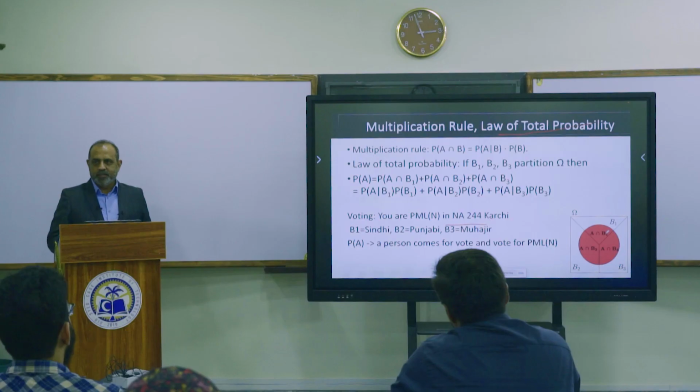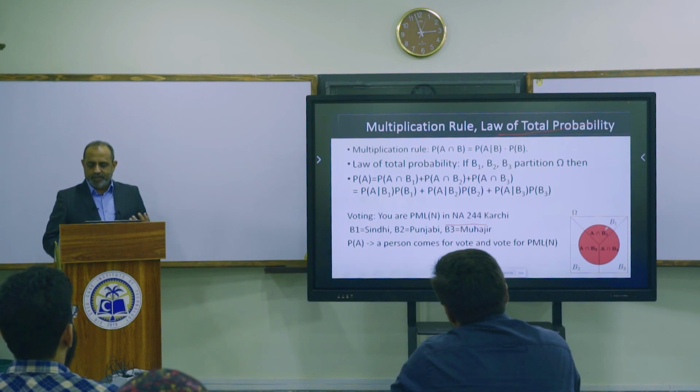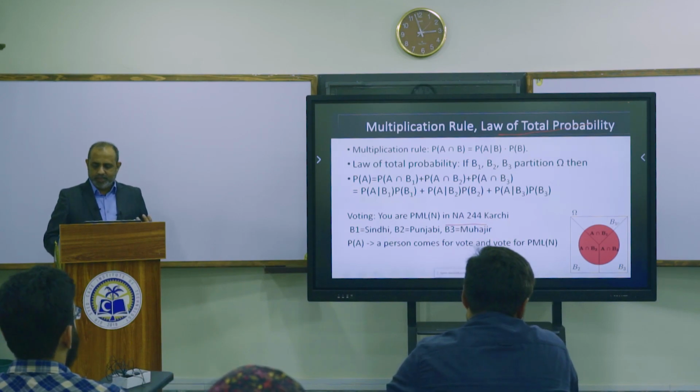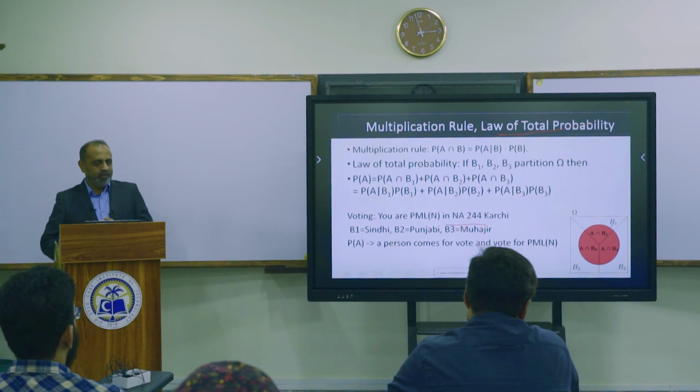Okay? So now looking at this diagram, you can find out your chances of winning. And you can find out, if you are not winning, why you are not winning. For example, you say, okay, this is the law of total probability. I have these people, and this is who I am. I am the Muslim League Noon here. Okay, so knowing that he is Punjabi, B1 is Sindhi. Let's say, given he is Sindhi, what is the probability he'll vote for me?